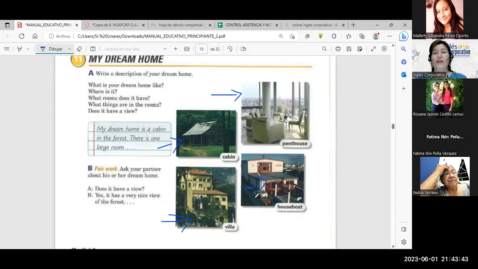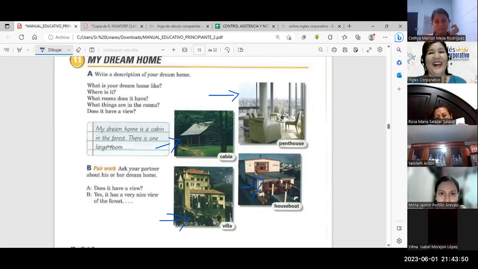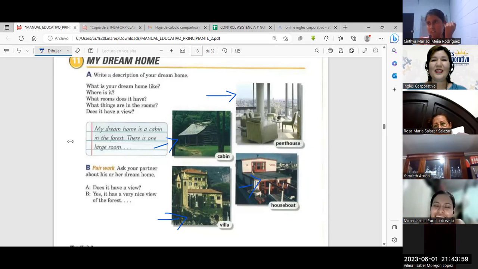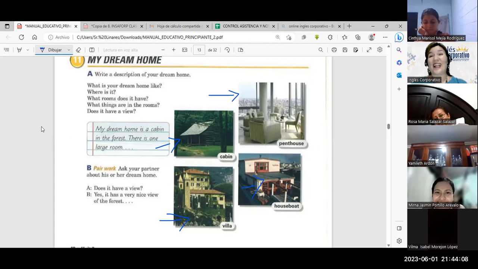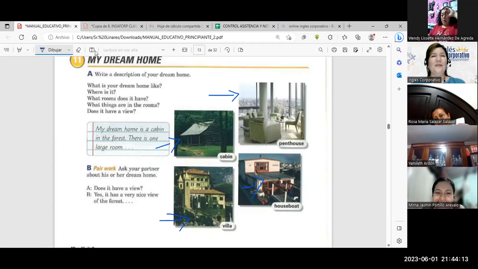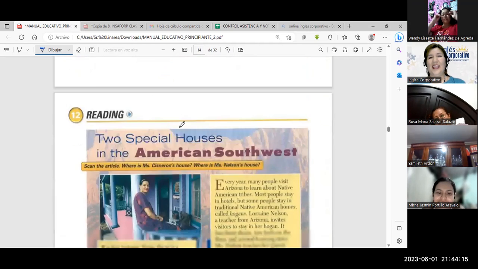Una casa flotante. Would you like to live in a houseboat? No. With the crocodiles there? No, that would be very dangerous, right? In the houseboat, you cannot have a cat, but you can have a crocodile. Yeah, or a shark. Yeah, or some tortoise. You can have it there. So there you have four different dream houses.